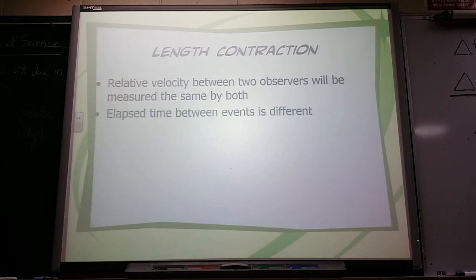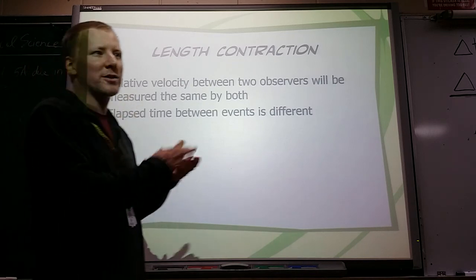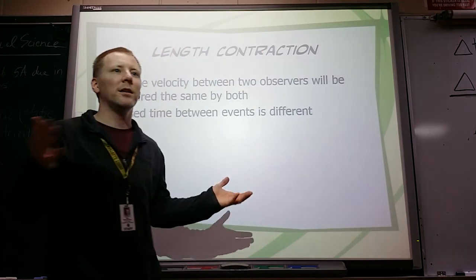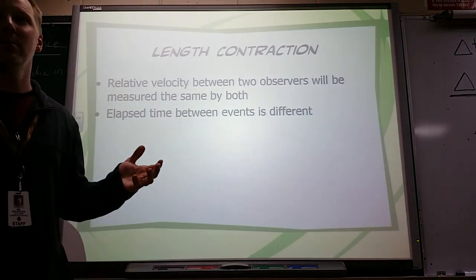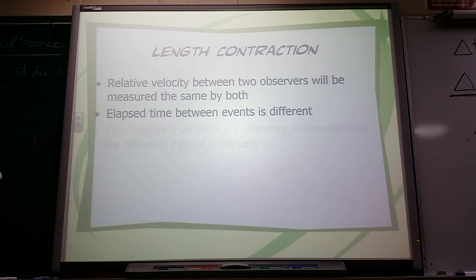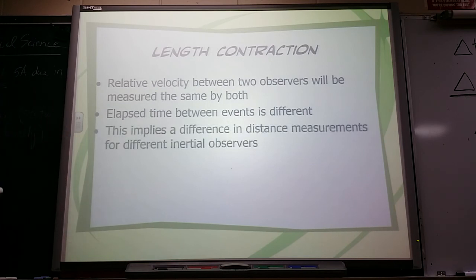Second thing we can say is that the elapsed time between events is different depending on who's observing it. So the clapper on the ship will appear to himself to clap once per second, but to someone off the ship it would look like a slower time, once every 2.5 seconds, say. This implies different distance, and we touched on that.